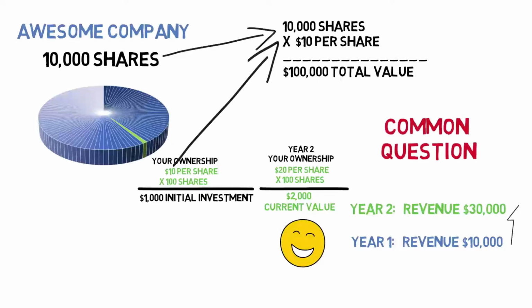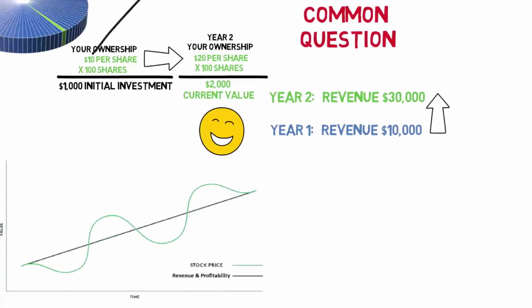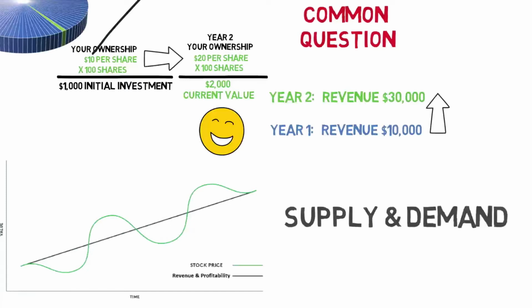If the revenue of Awesome Company tripled from $10,000 to $30,000, how come the stock only doubled from $10 to $20? Although the value of stocks generally follow the overall direction of the company's revenue and profitability, the shares of the company are freely traded on the stock market, so ultimately, it'll be based on how many people buy and how many people sell. If there are more buyers, then the price goes up. If there's more sellers, then the price goes down.